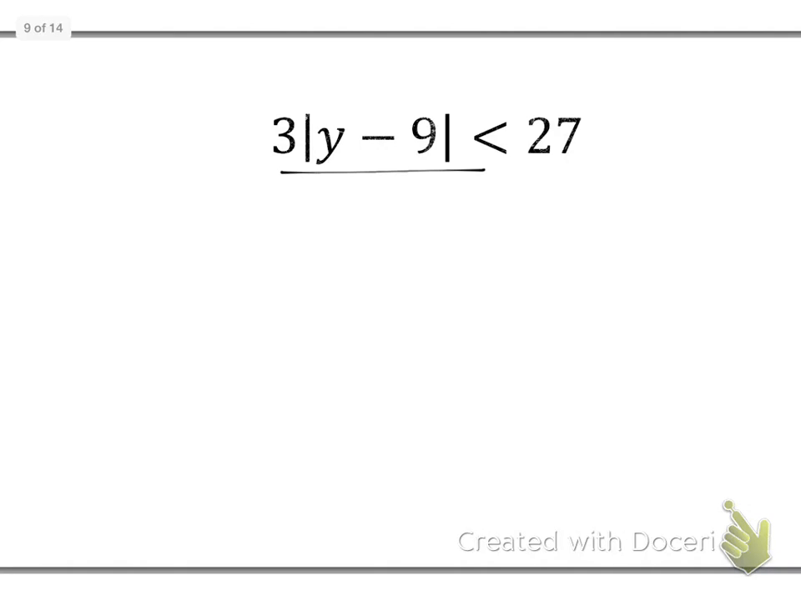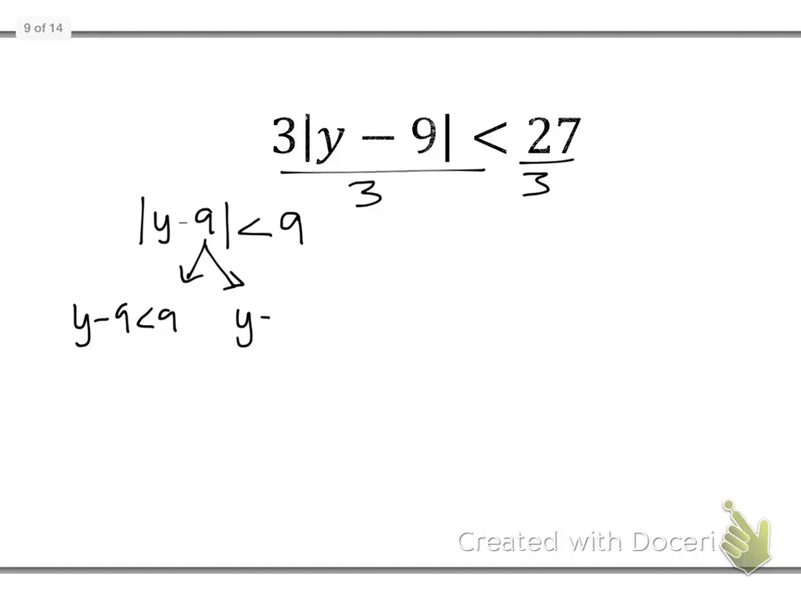Okay, this one we got to divide by 3 first to get rid of it. So I have y minus 9 with the absolute value. It's less than 9. Now we can split it because everything's gone. So y minus 9 is less than 9. Y minus 9 is greater than negative 9. We're going to add 9 to both sides.